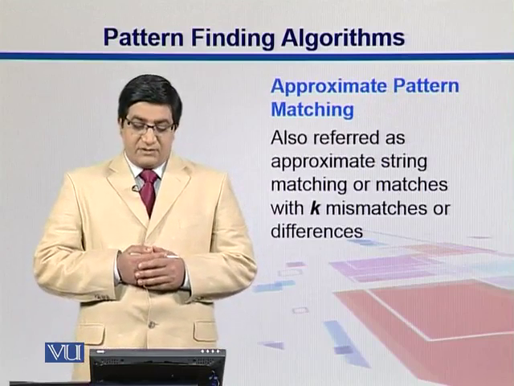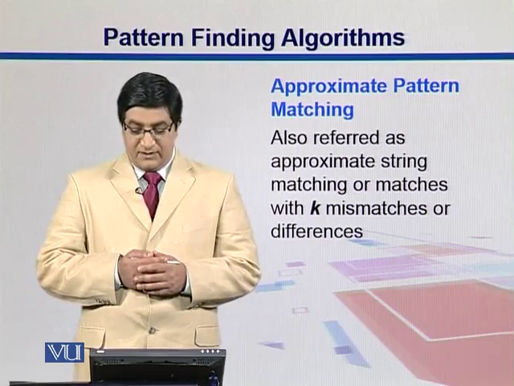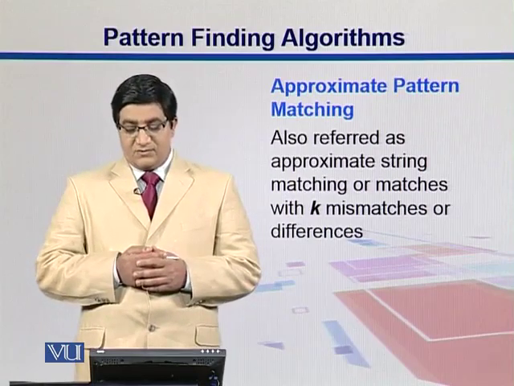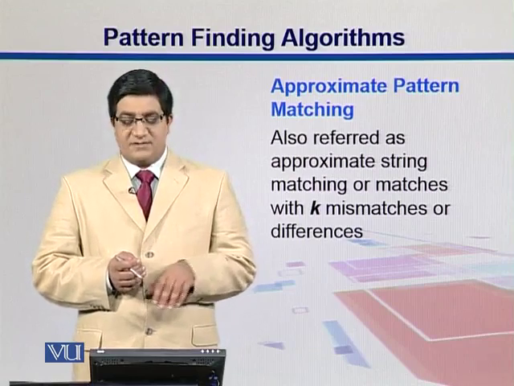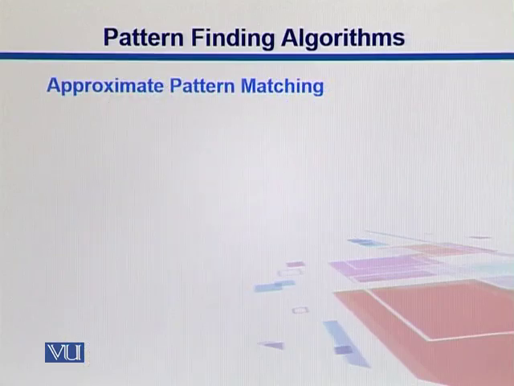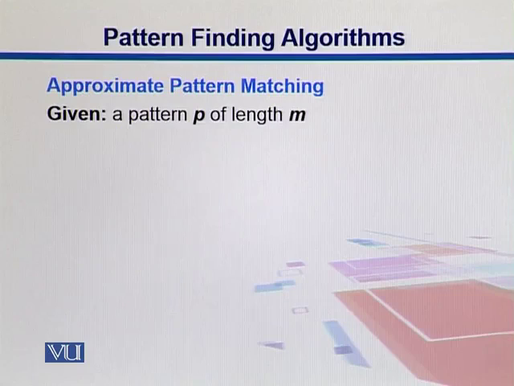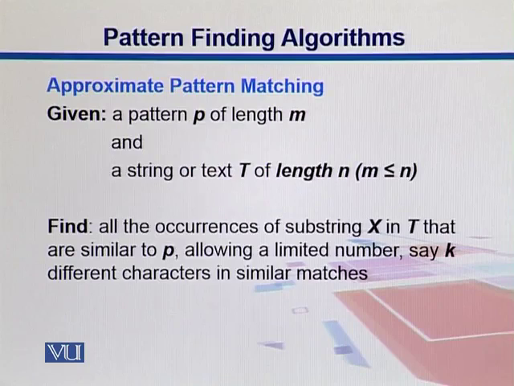Approximate matching, which is also referred to as approximate string matching, matches with K mismatches or differences. So two things, they match with some mismatches. We can allow up to K mismatches in this approximate pattern matching search. So in approximate pattern matching, we are given a pattern P of length M and a string or text T whose length is N, and we are interested in occurrences of a substring X in T that are similar to P, allowing a limited number, say K, of different characters.